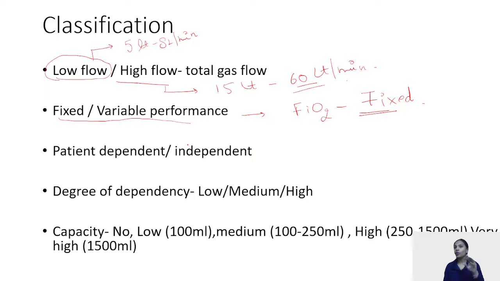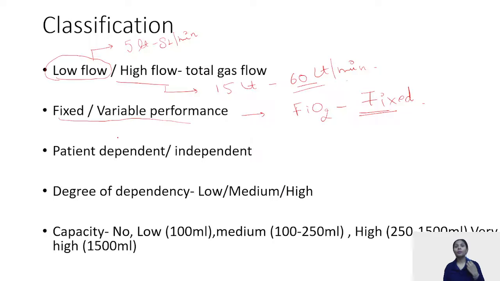Patient dependent, patient independent. Now a device which is giving us a fixed FiO2 is independent of the patient's characteristics, right? Because the device has been made in such a way that it has to deliver a particular FiO2 to the patient irrespective of the patient's characteristics. That is a patient independent device. And the second, the variable performance device, the FiO2 is variable and will vary according to the patient's requirements.